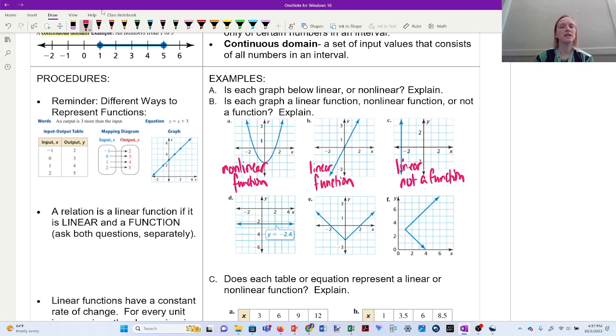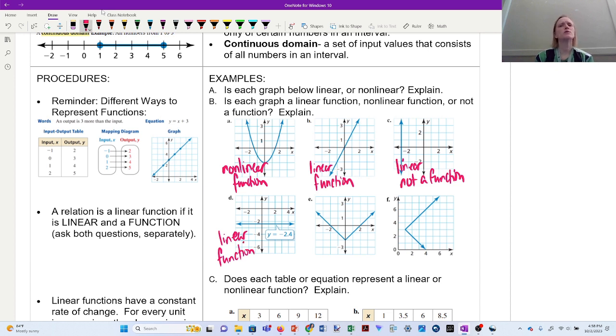Looking at example D, this is a straight line. So this is a linear graph. And this is also a function. If I do the vertical line test, I never bump into this blue line more than one time. So this is a linear function.